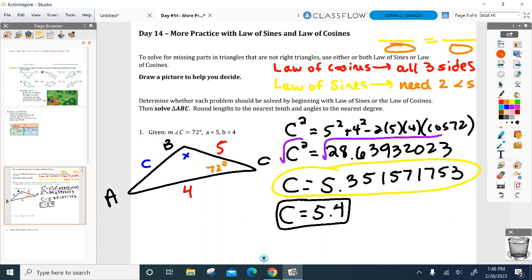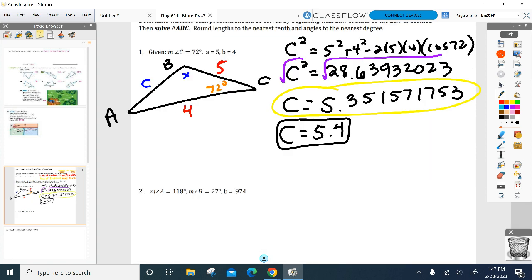But here's why. If I use 5.4 in law of sines or cosines, I may get an angle that's a degree off of what it should be because I used a rounded answer instead of the full calculator display. Everybody good? So if you use a previous part, side or angle, in the same problem, you need to use the non-rounded version in your calculations. So let's keep moving on because we are going to have to use that non-rounded answer.